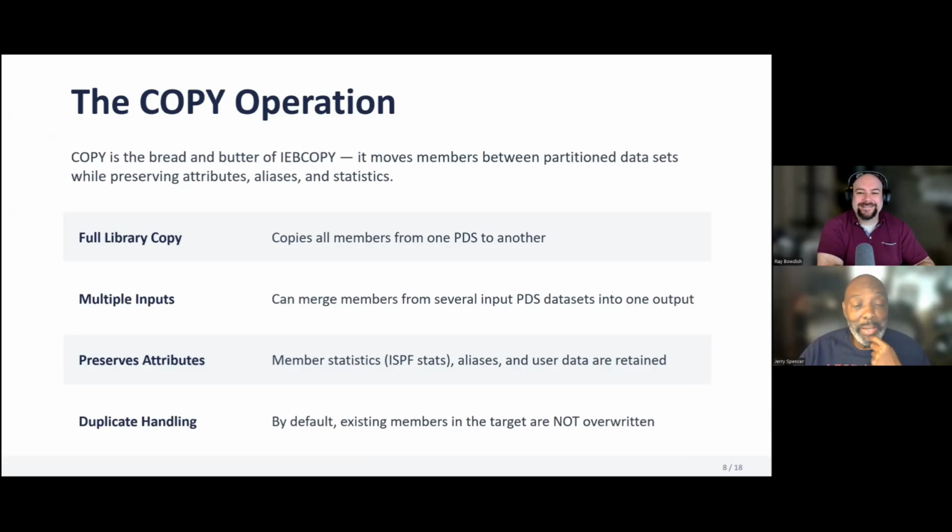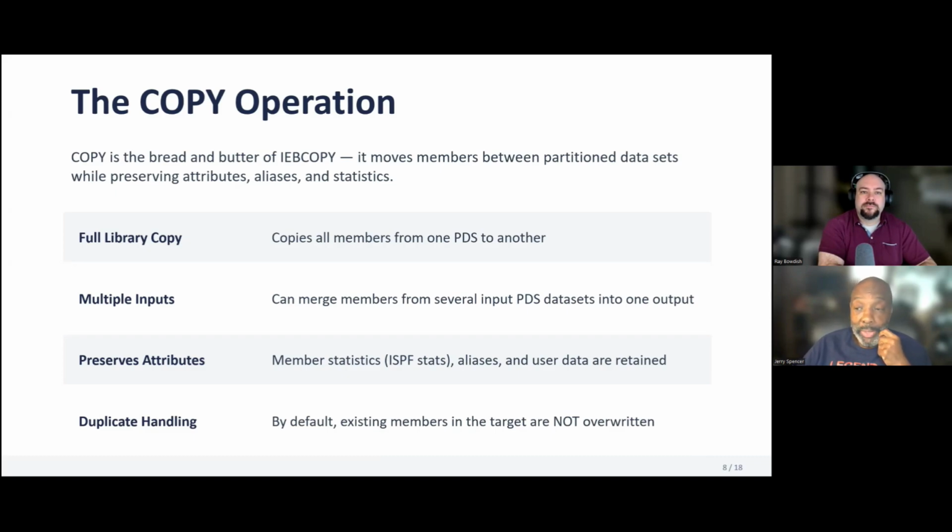So if you have an ISPF data set, you can have member statistics. Well, those are stored in the directory of a PDS. And so those are preserved, all your aliases, any user data. You have the option of adding information to the directory as well. So all of that's retained with IEBCOPY. And it handles duplicates. You can tell it, look, if there's already a member by this name there, I want to replace it. If you don't tell it, the default is, hey, it's going to put out a message, hey, I didn't copy this one over because there was already one by that name in the target data set.